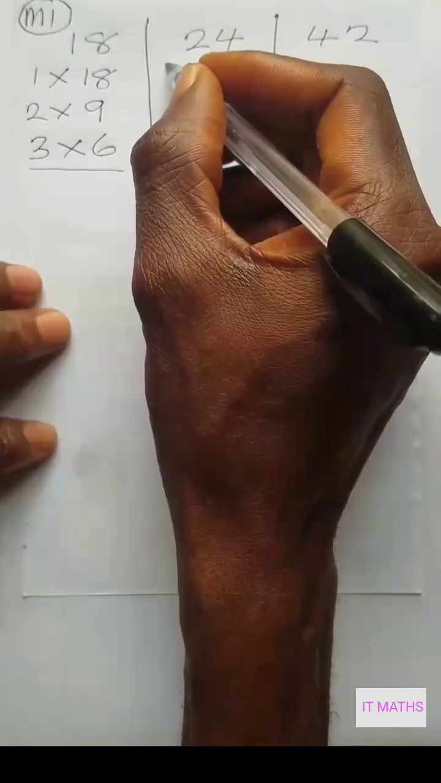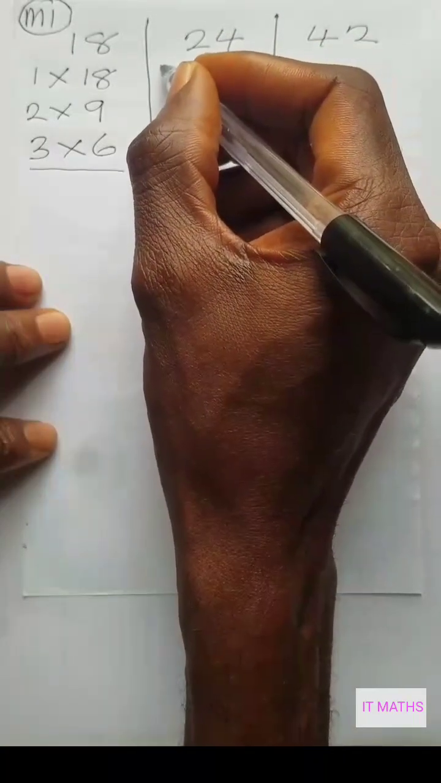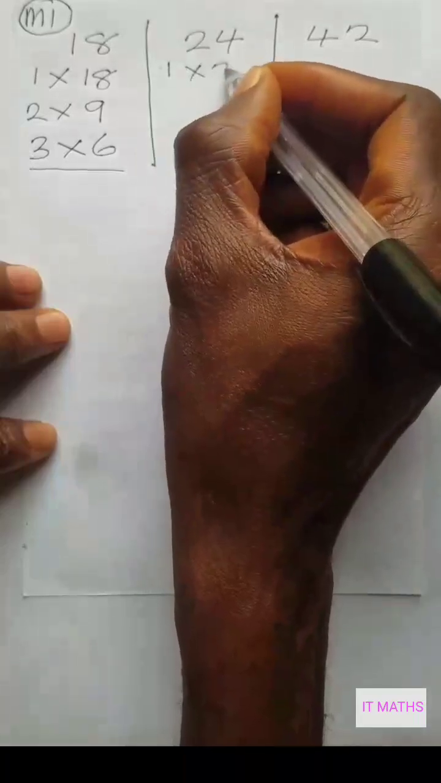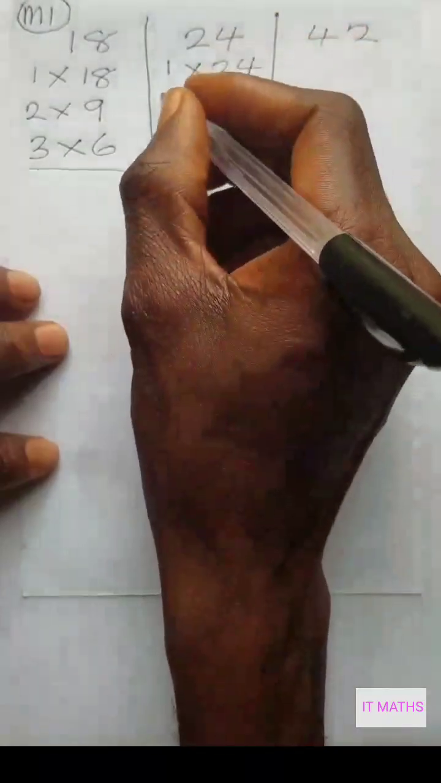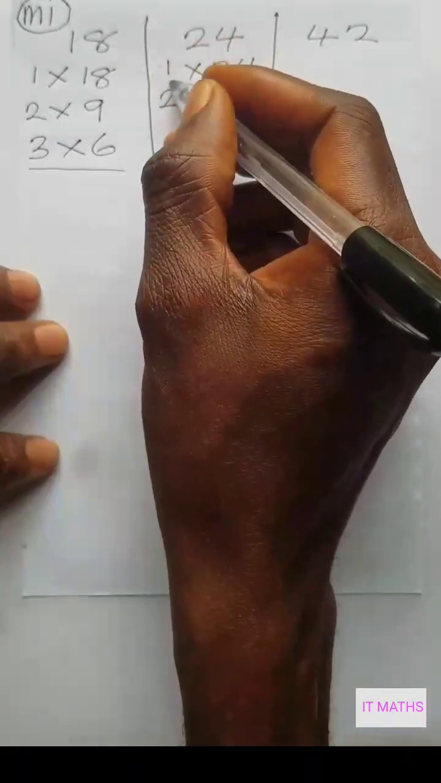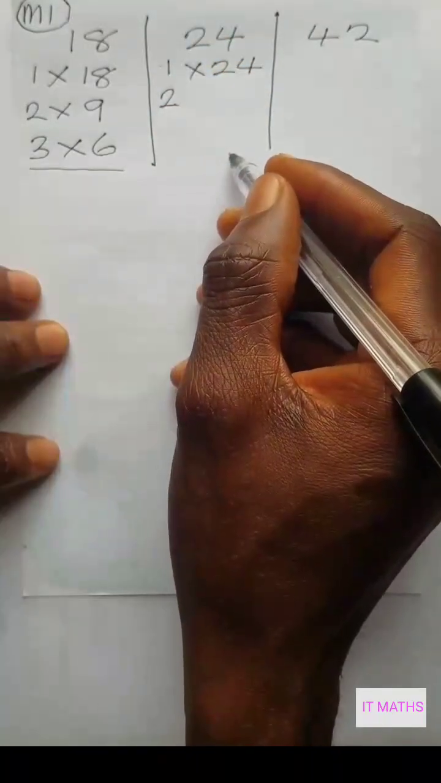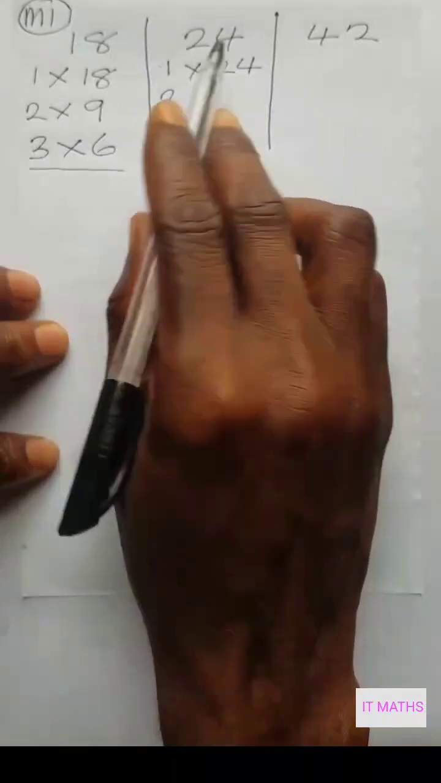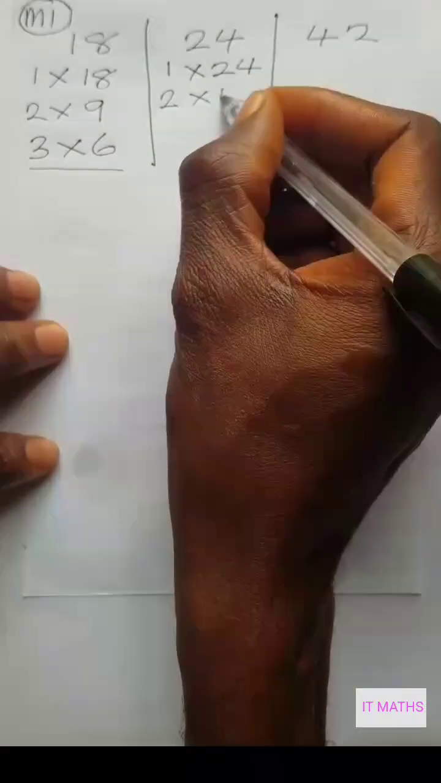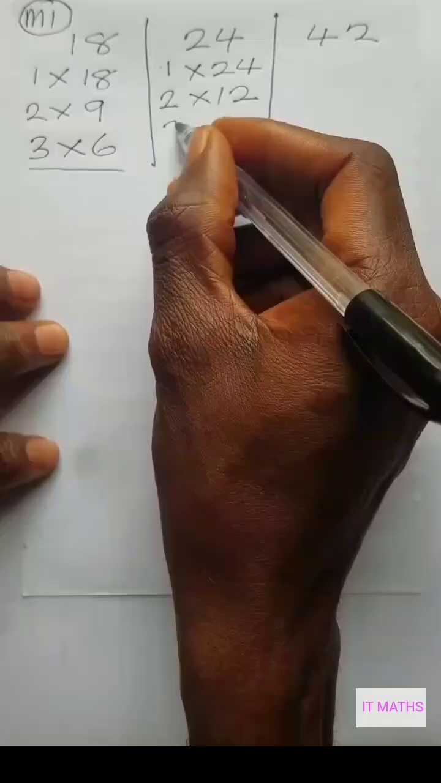We are looking for all the factors of 24. 1 times 24 gives 24. So 1 and 24 are factors. Next one, 2. We keep increasing this number until we exhaust all the factors. 2 times what gives 24? 2 times 12. Now 3.